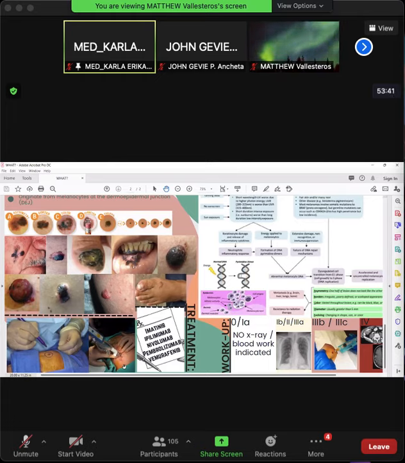So we also have here the different drugs for melanoma, namely imatinib, ipilimumab, nivolumab, pembrolizumab, and vemurafenib. Thank you.